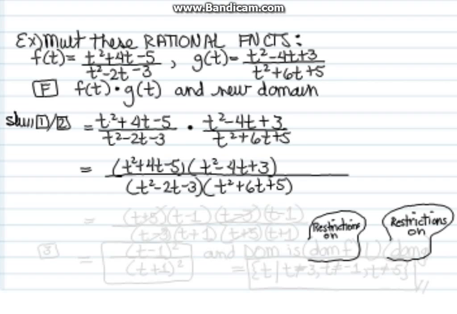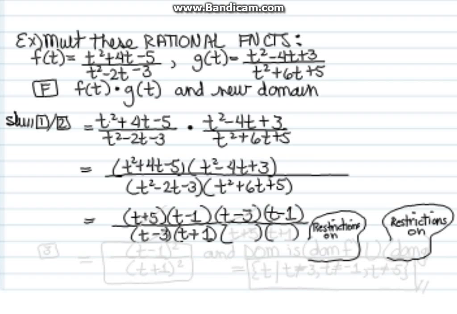In the next step, we're going to factor each of the big parentheses by guessing. Each of those is easy to factor by guessing since there's no number appearing before the squared term. So we have (t plus 5) times (t minus 1) for the first big parenthesis, and for the second, we have (t minus 3) times (t minus 1). That gives us the top parentheses. On the bottom, we have (t minus 3) times (t plus 1) for the first big parenthesis, and (t plus 5) times (t plus 1) gives us the second big parenthesis on the bottom.